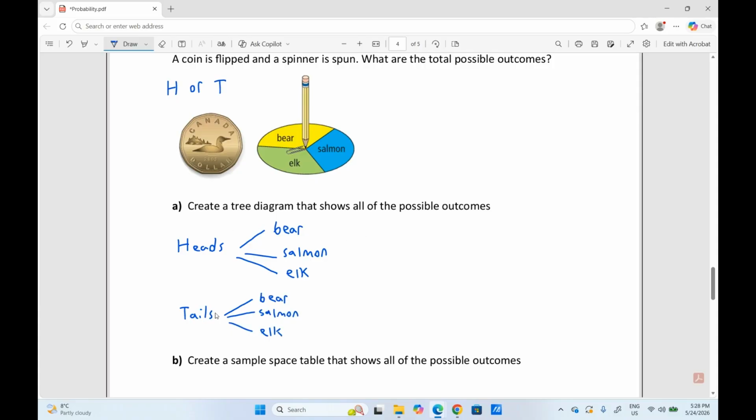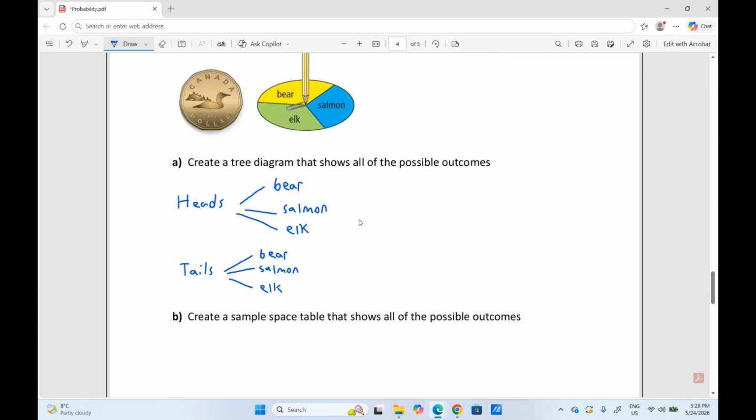So this is my tree diagram right here with branches, as you can see. And it shows all of my possible outcomes. So my possible outcomes are going to be, I suppose I can list them out. I flip heads, then I spin and I get bear. I flip heads, I spin and then I get salmon. I flip heads, then I spin and I get elk.